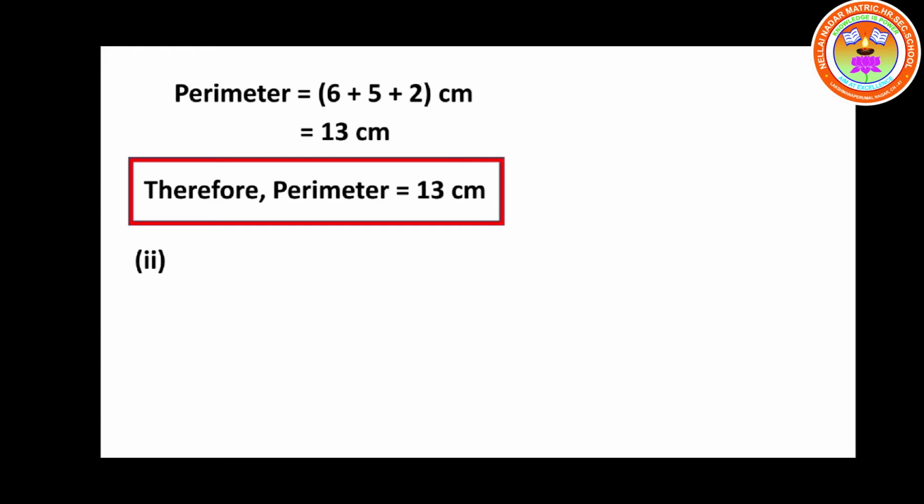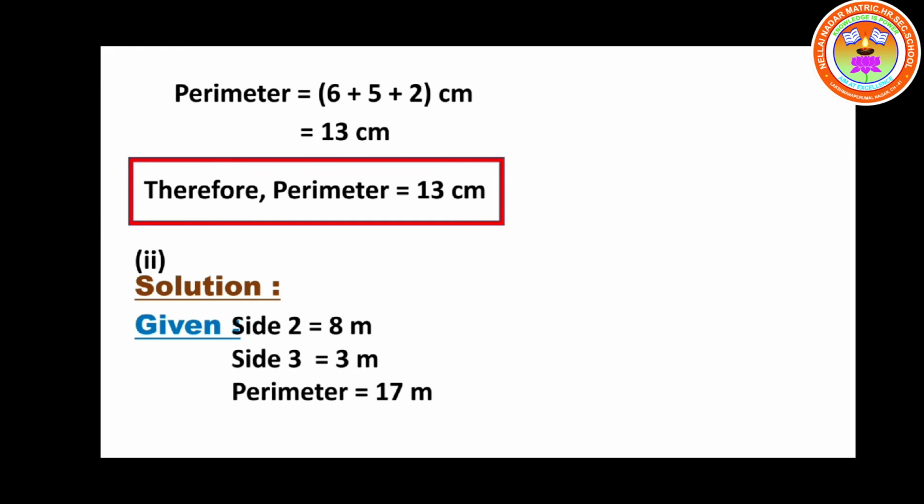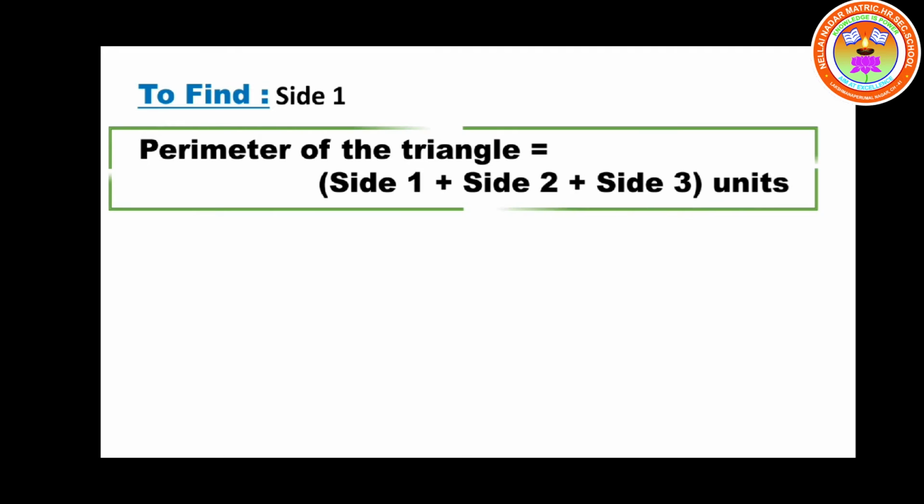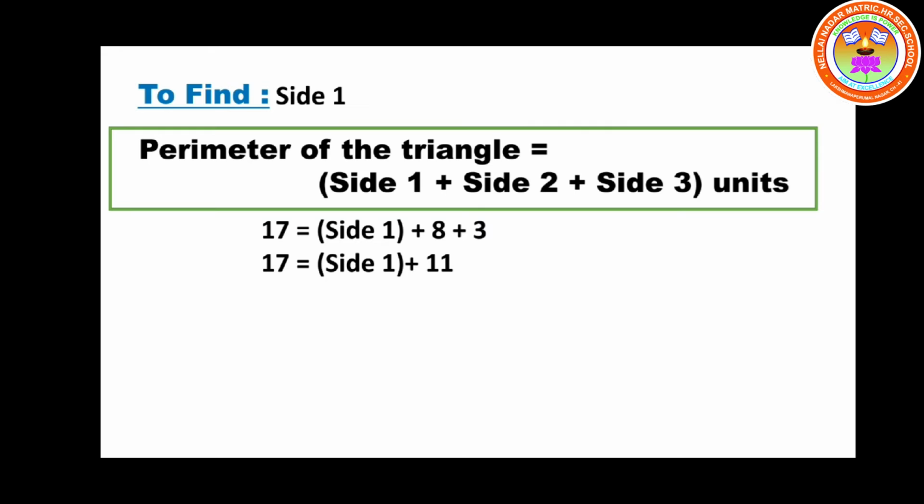Now, subdivision 2, solution. Given: side 2 is equal to 8 meter, side 3 is equal to 3 meter and perimeter is equal to 17 meter. We have to find side 1. The perimeter of the triangle is equal to side 1 plus side 2 plus side 3 units. What is the perimeter value given in the question? 17. So, 17 is equal to side 1, which we don't know. We have to find the value of side 1. So, let us write as it is: side 1 plus side 2, which is 8, and side 3, which is 3. Now, 17 is equal to side 1 plus 8 plus 3, which is 11.